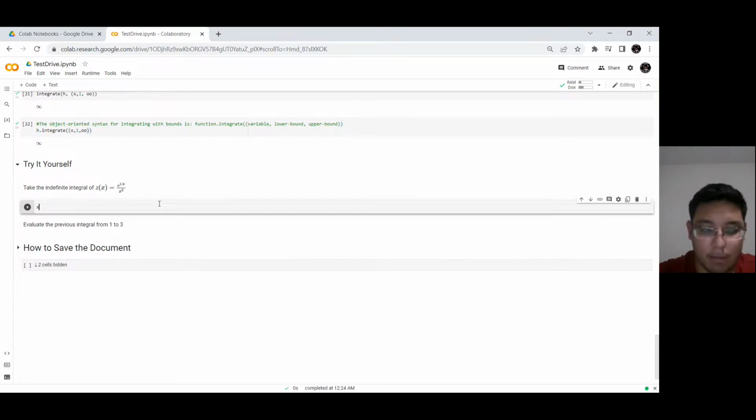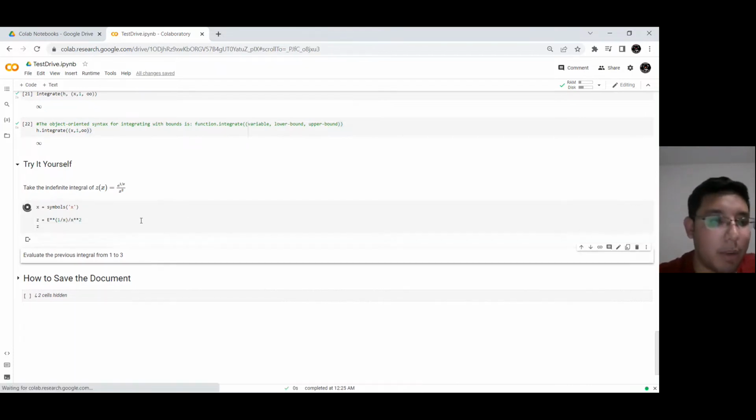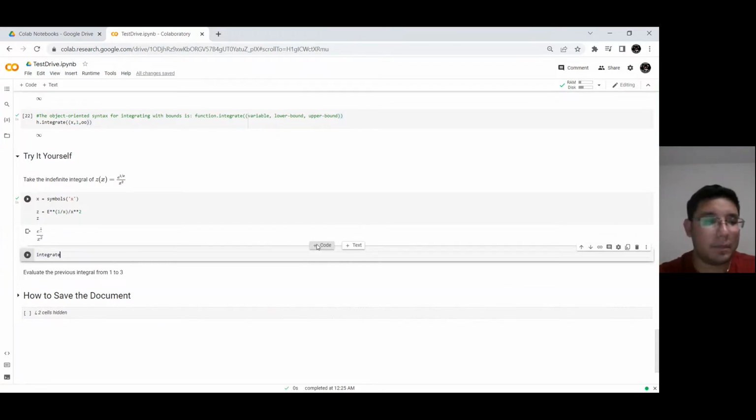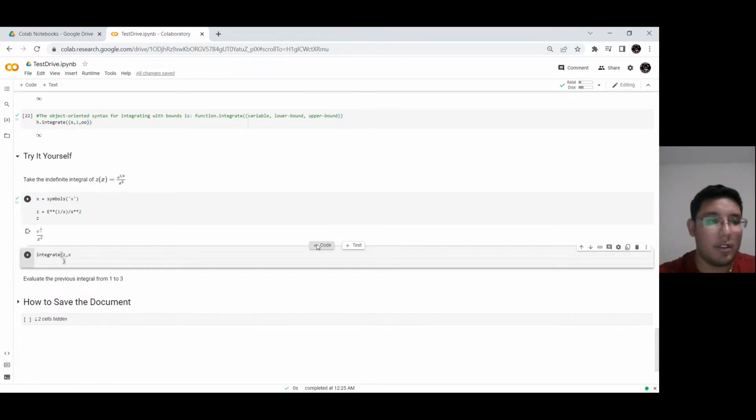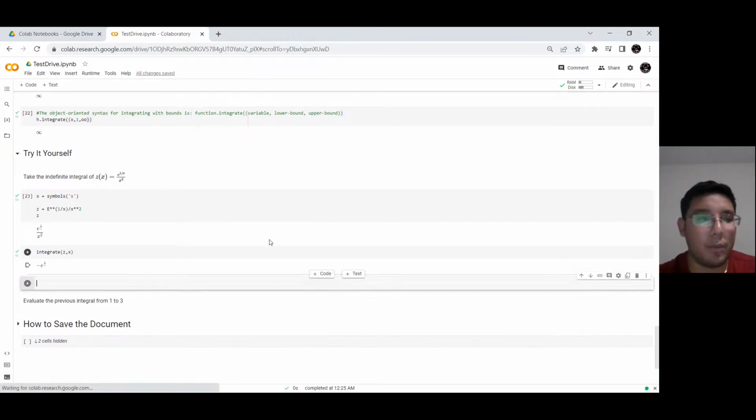First, we set x to be a symbol, so x equals symbols. Then we write the expression z is equal to e. Remember, we use capital E to express the Euler number. e to the 1 over x, divided by x squared. And then let's type z to see if we wrote it properly. We did. And then we use the integrate command. So integrate, let's use the function syntax. So integrate z comma x. Oops. Go. It gives us negative e to the 1 over x.